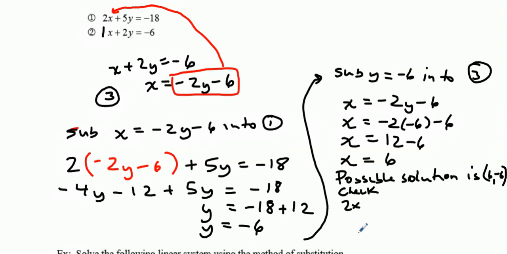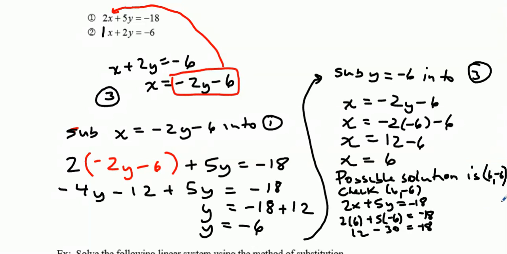So 2x plus 5y, so the point is 6, minus 6. 2x plus 5y equals minus 18. This is going to be 2 times 6 plus 5 times negative 6 equals negative 18. That's 12 minus 30 equals negative 18. Negative 18 equals negative 18. So far, so good. And left side equals right side. Let's try the other one.